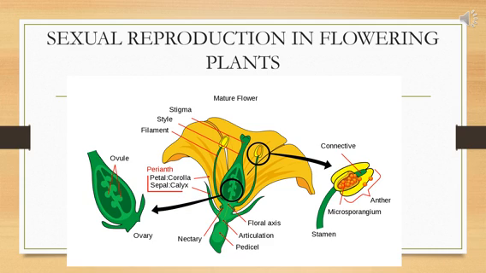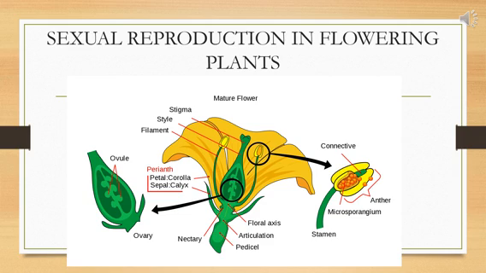The male germ cells provided by the pollen grain fuse with the female gamete present in the ovule. This fusion of the germ cells, or fertilization, gives us the zygote, which is capable of growing into a new plant. Thus, the pollen needs to be transferred from the stamen to the stigma. If this transfer of pollen grains occurs in the same flower, it is referred to as self-pollination. On the other hand, if the pollen is transferred from one flower to another, it is known as cross-pollination.